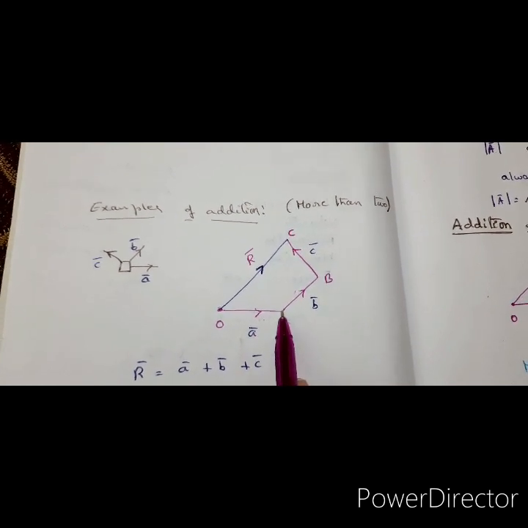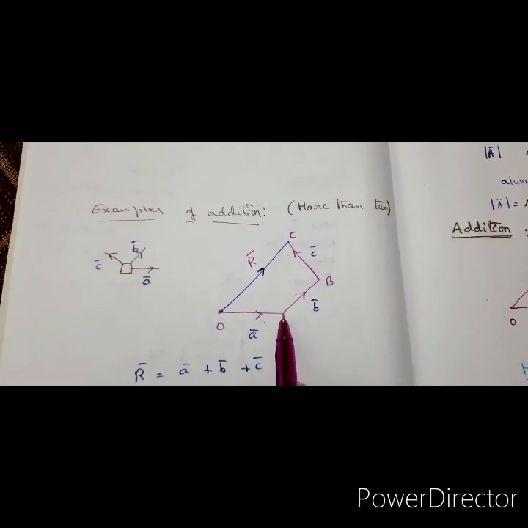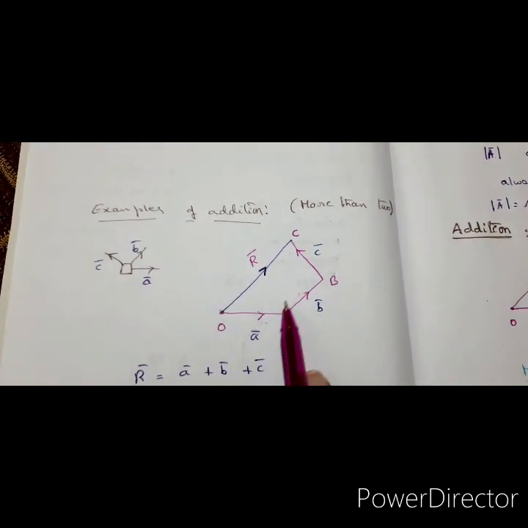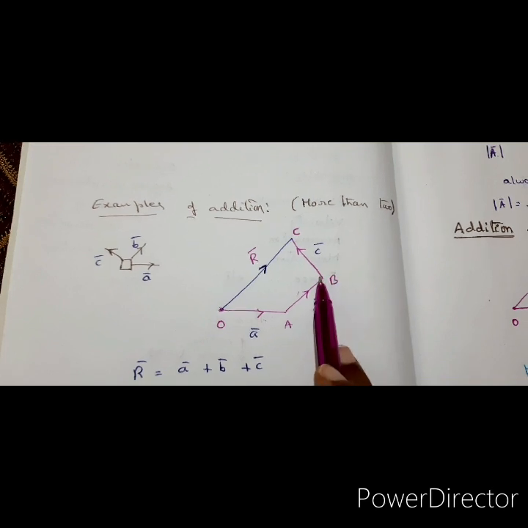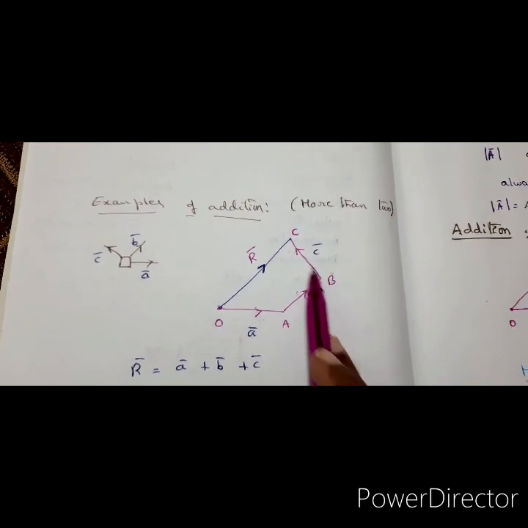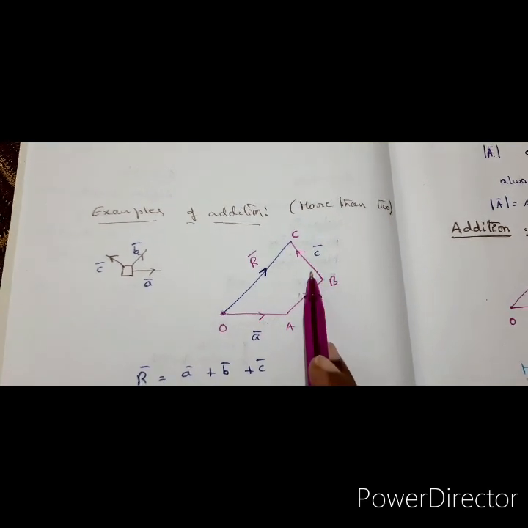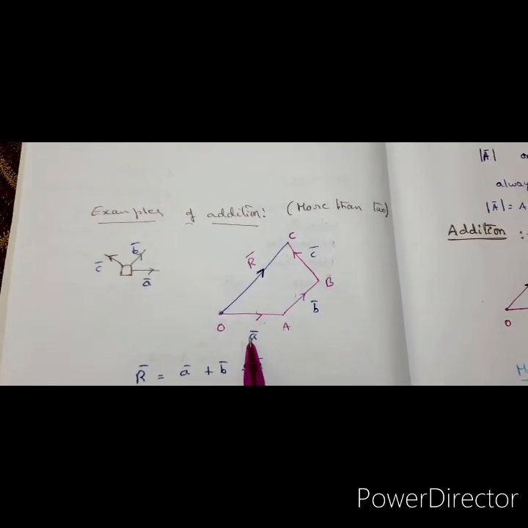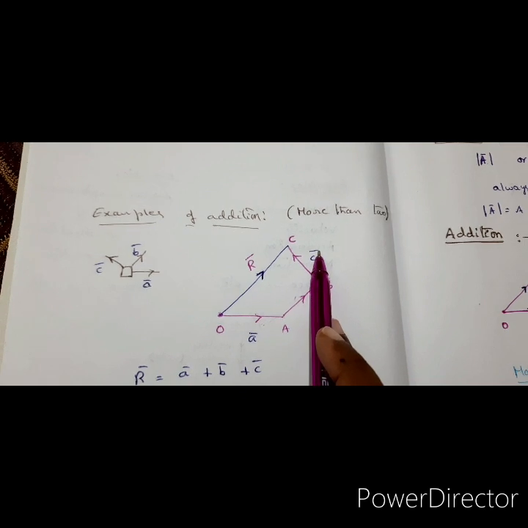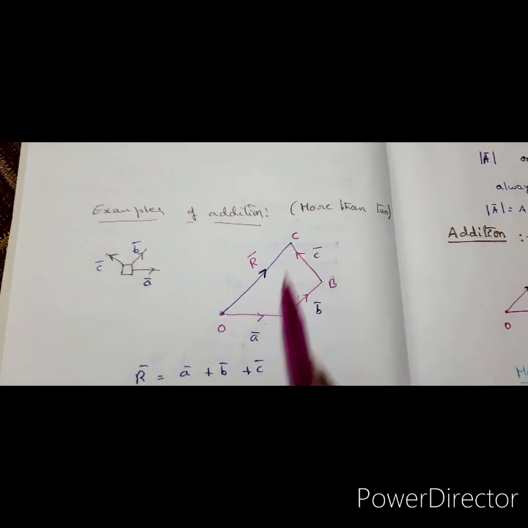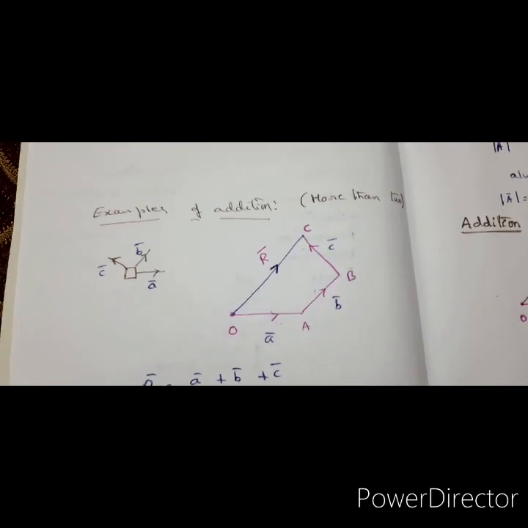And from the head of this one, you start the second vector B bar parallel to the given vector. And again, from the head of the second, you go with the third vector parallel to the given vector. So thus you have the vectors A bar, B bar and C bar, and here we go with the resultant R bar.